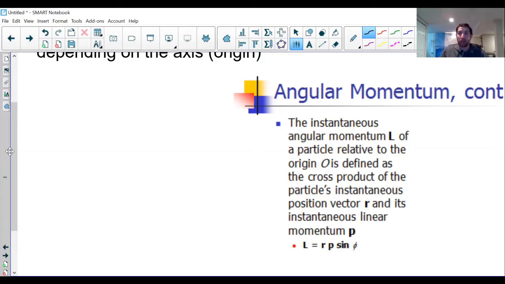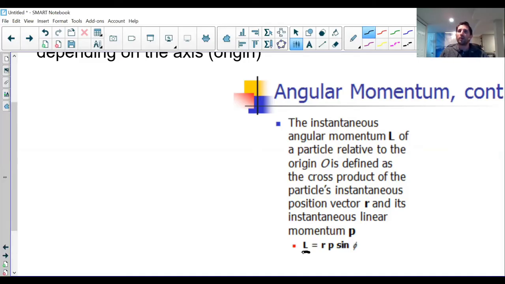You can see down at the bottom here how it's written out. So we can say that it's how far away the object is from the axis at that instant times its momentum, p, at that instant. Remember, p is mass times velocity, times the sine of the angle between them.